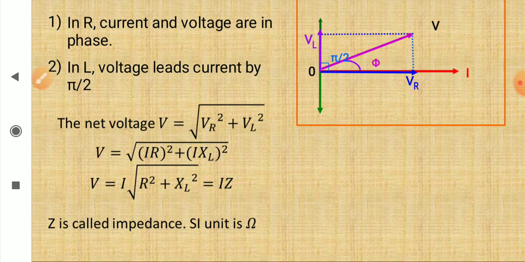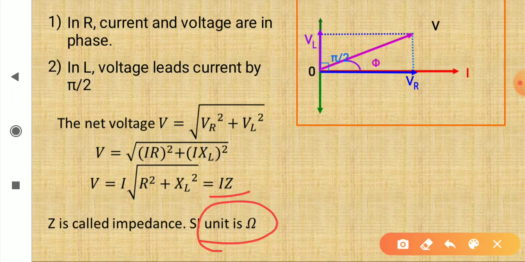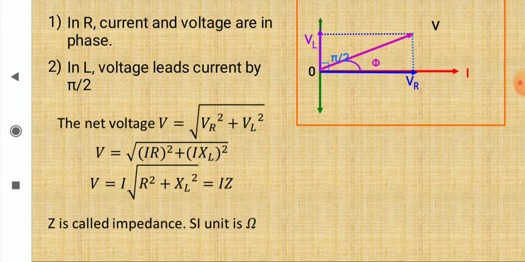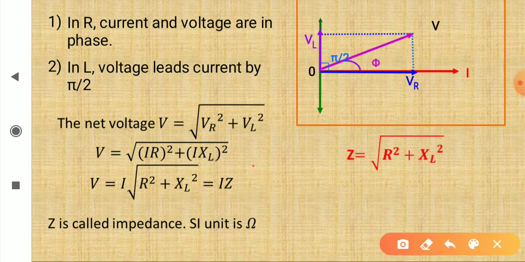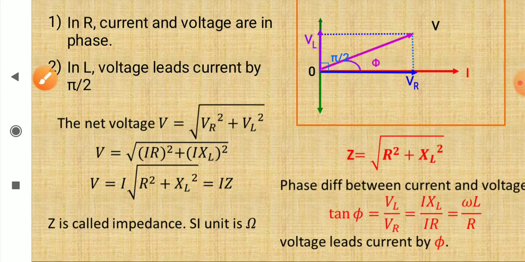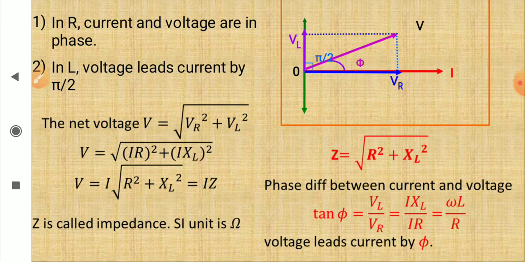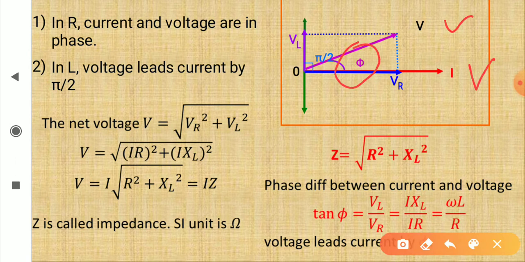So resistance in AC circuit is called impedance. So Z is called impedance. Its SI unit is ohm. We can compare the dimensions. And now the relation for this impedance is under root R square plus XL square, and the phase difference between current and voltage. This is current, this is voltage, the phase difference between them is phi.